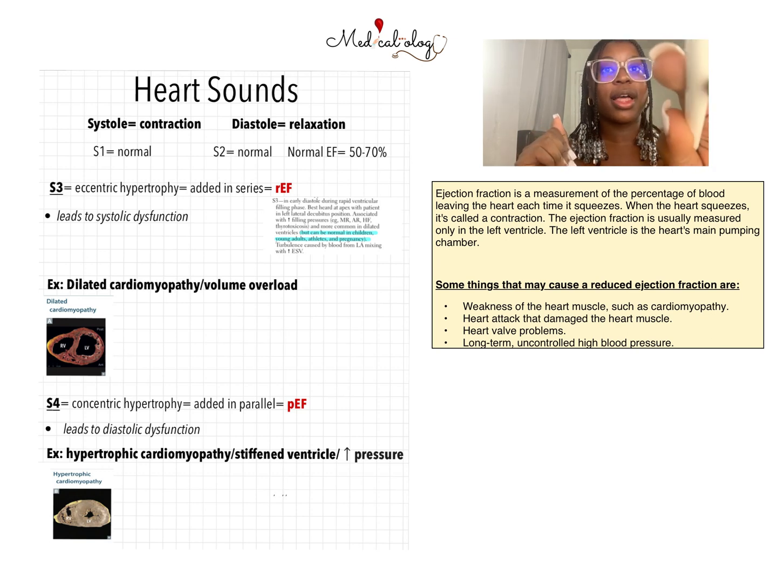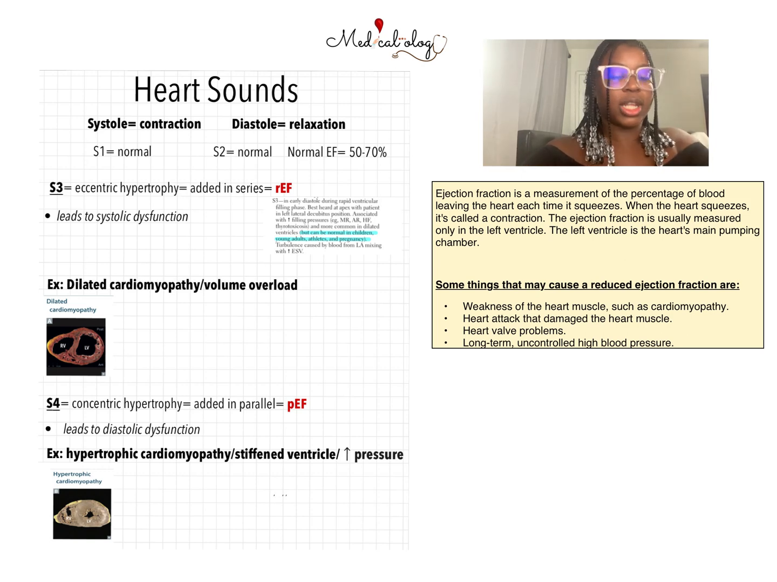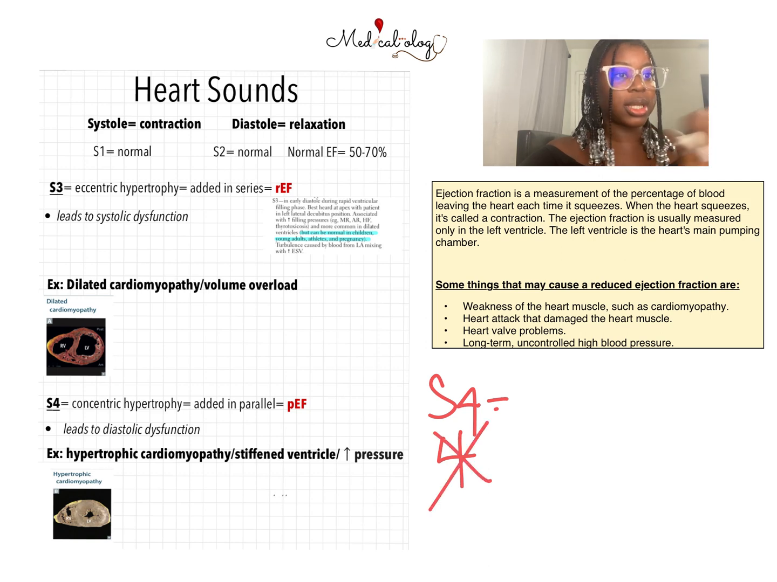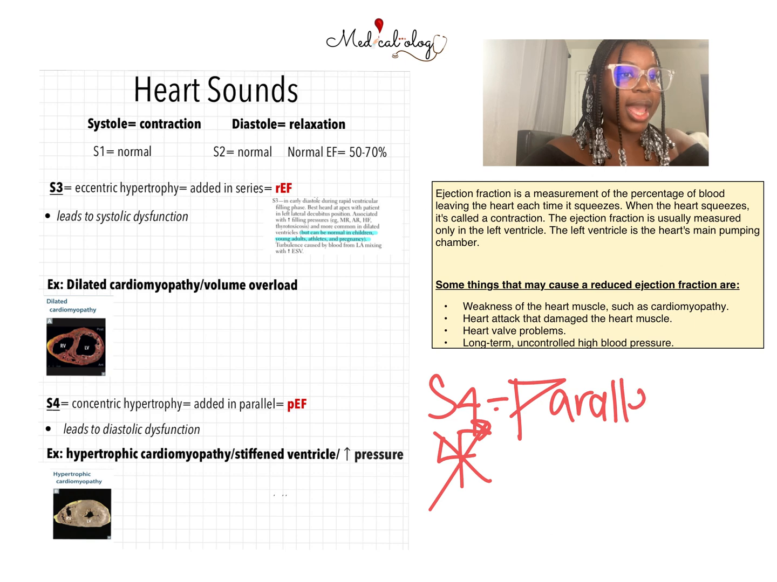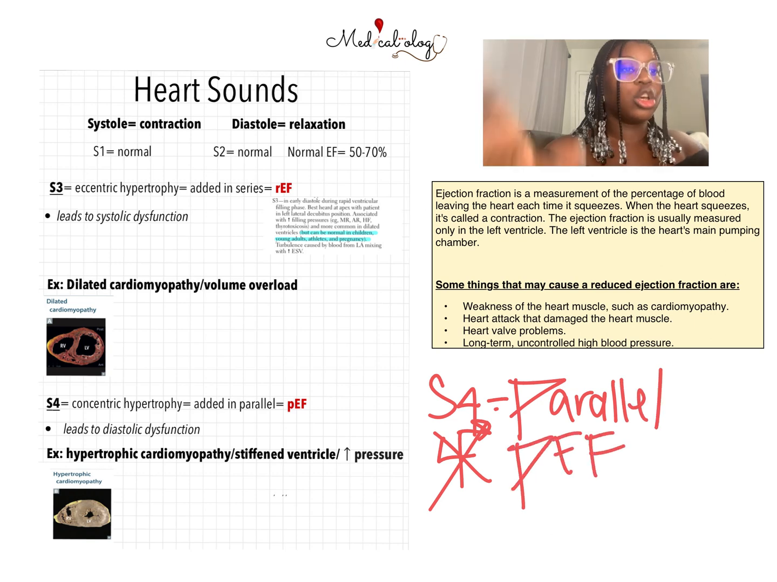So let's go to S4, right? S4. What are we going to write in? S4. Let's use a different color. I'm not really feeling the green. S4, right? How are you going to remember that it is a concentric hypertrophy added in parallel and there's a preserved ejection fraction? So I don't want you guys to write your 4 this way. Cross that out. So if we flip it, just like how we did with S3, I want you to flip it. And what does that look like? A P, right? So it's parallel and preserved ejection fraction. So we know that for S4, we flipped the 4 to a P and it's parallel and preserved ejection fraction. So now we need to understand why it is concentric hypertrophy and also a preserved ejection fraction.